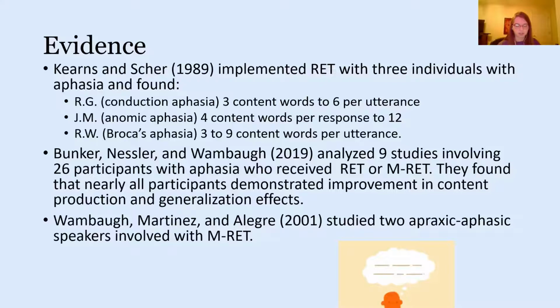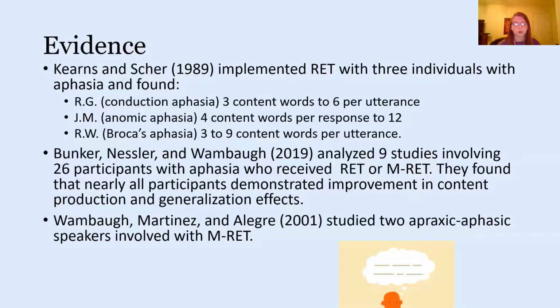In 2019, Bunker, Nestler, and Wambaugh analyzed 9 studies involving 26 participants with aphasia who received RET or MRET, which is Modified Response Elaboration Training, which extends to procedural discourse and personal recounts. They found that nearly all participants demonstrated improvement in content production and generalization effects.